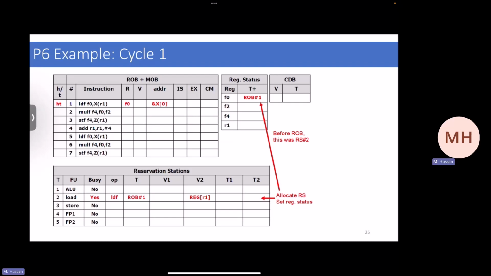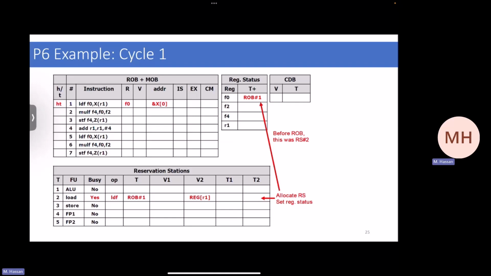When I'm dispatching the multiplication, I need to check whether the resources are available. I have a floating point reservation station available. I have an entry in my ROB, so simply I can allocate it. So I make the reservation station busy. Right now, what are my sources? F0 and F2. Well, F2 is available from the register file, so I get it from register file F2.